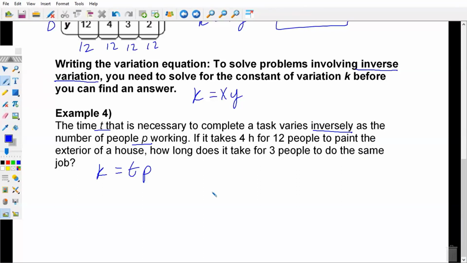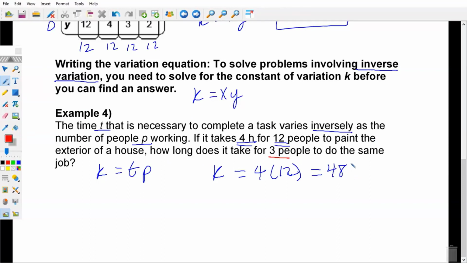Do they give us enough information to find our K value? Yes. What do they tell us to find our K value? 4 hours and 12 people. So when T equals 4, it takes 12 people. So our K value equals 48. Okay, so step 1, we read and mark the text. Step 2, we're going to find our K value. So we found our K value.